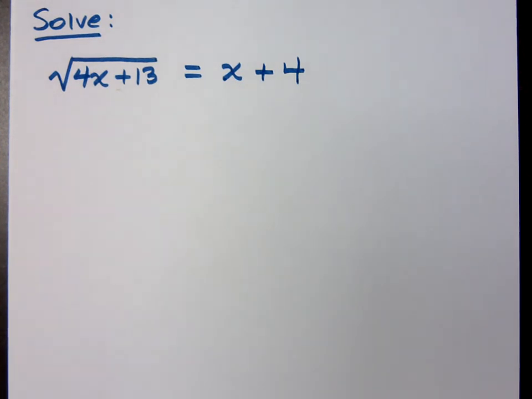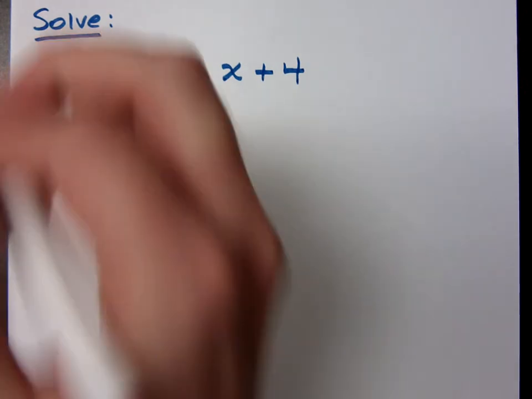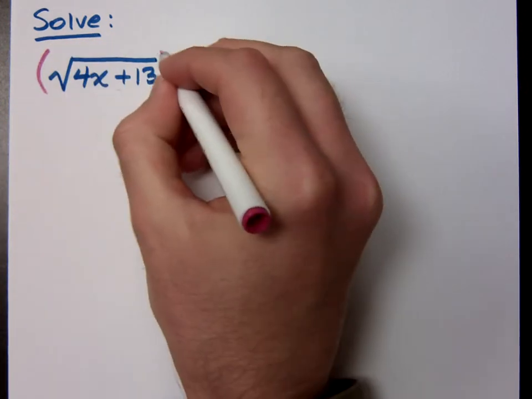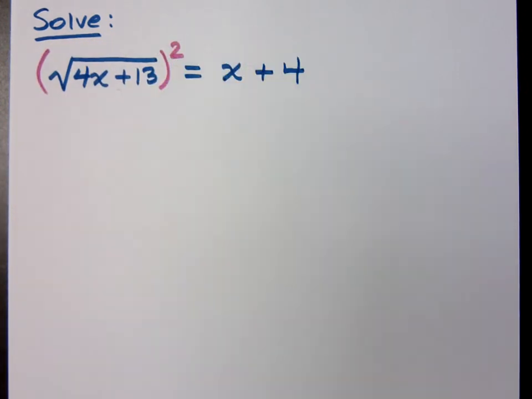Apply the power property, which means what? Square root of 4x plus 13 squared. Yeah. But is that all I do? Just square that side and move on?